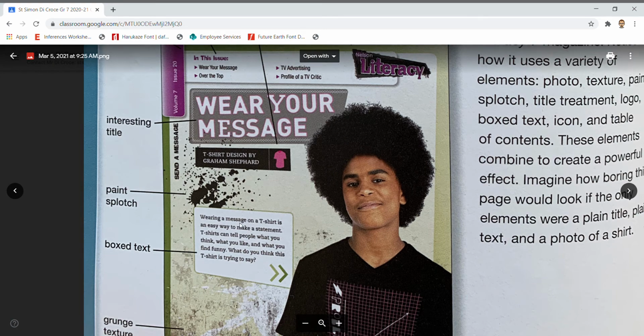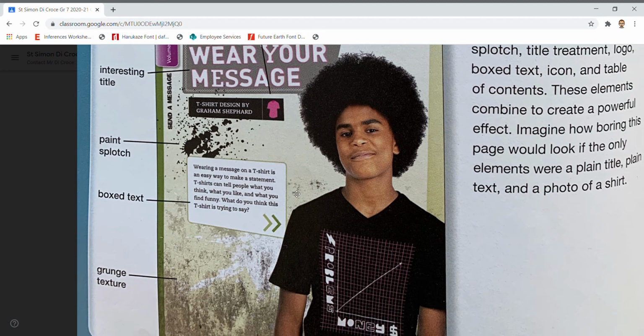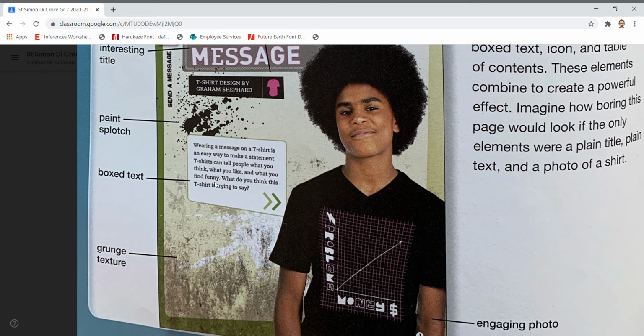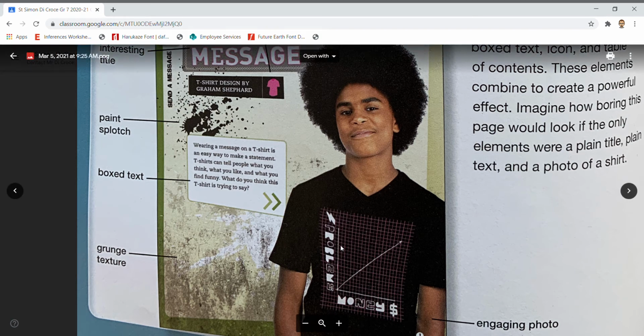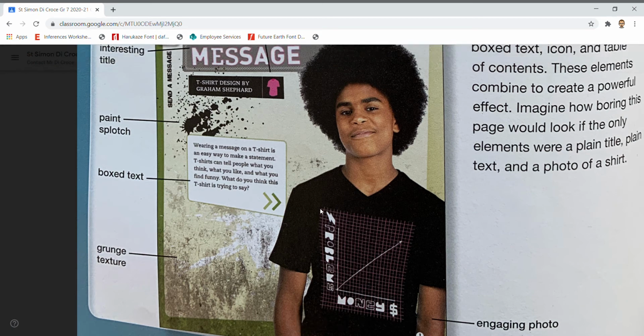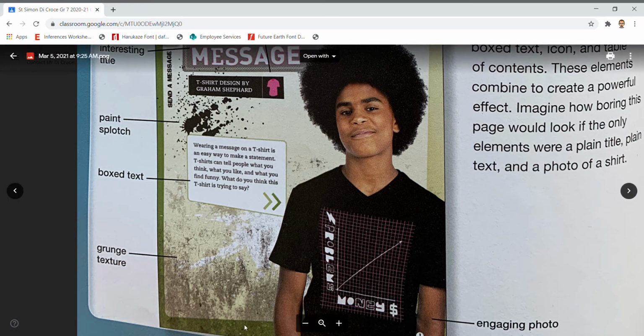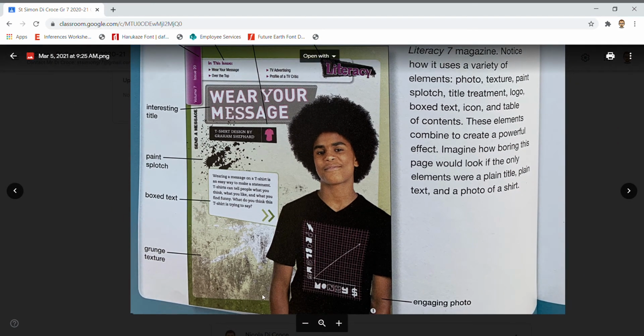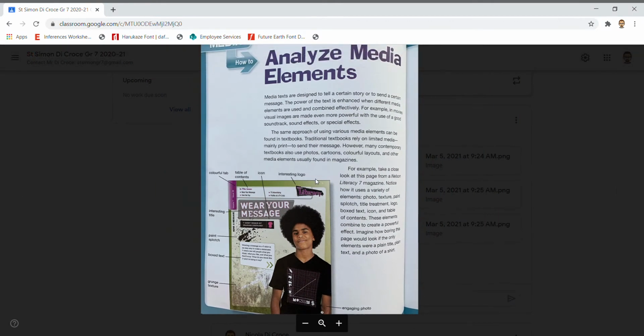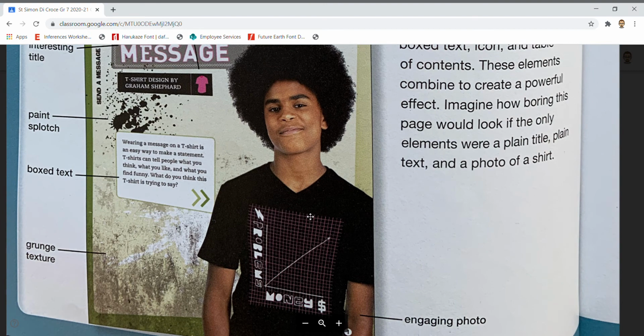Box text: wearing a message on a t-shirt is an easy way to make a statement. Absolutely. T-shirts can tell people what you think, what you like, and what you find funny. What do you think this t-shirt is trying to say here? You've got a graph here. Money connected with problems. The more money you have, the more problems. That actually reminds me of a song from the 1990s, "More money, more problems," Notorious B.I.G. Or texture. So, background, engaging photo, someone of your age that you can possibly connect to. A lot of thought is put into this. This is text features. Otherwise, had it just been words, it really wouldn't have drawn your attention.